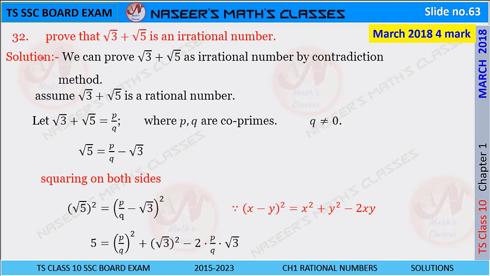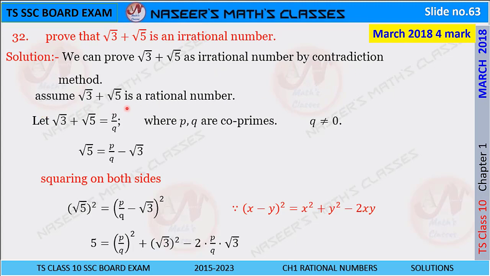Now we are going to solve the 32nd problem. Prove that root 3 plus root 5 is an irrational number. This is for 4 marks, March 2018. We can prove that root 3 plus root 5 is an irrational number by the contradiction method.